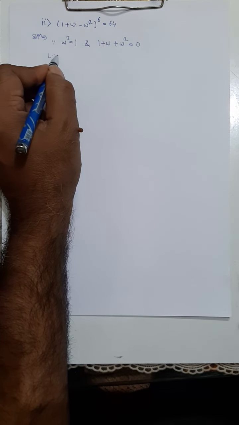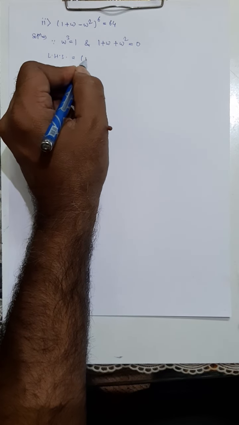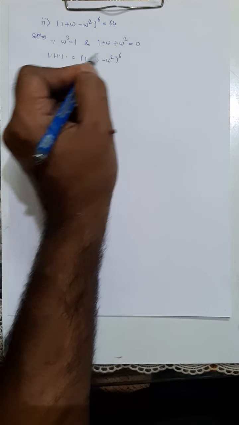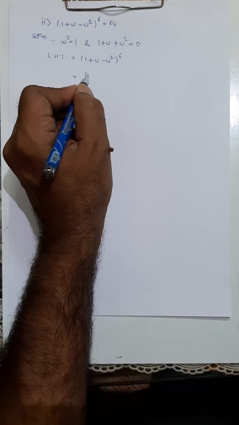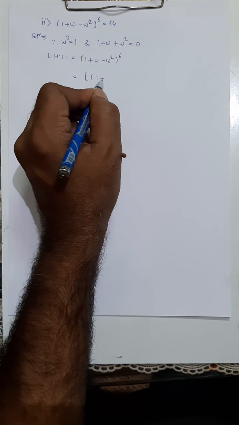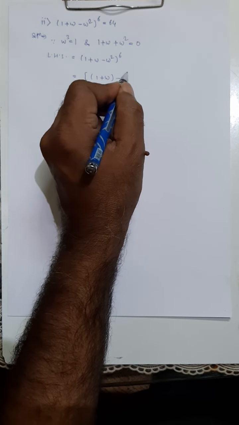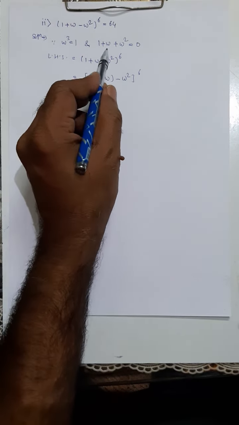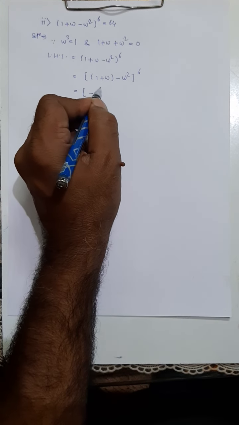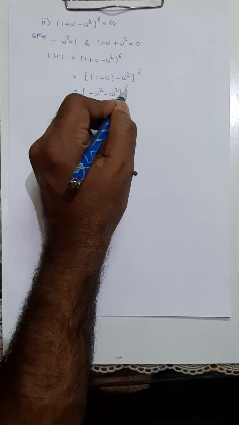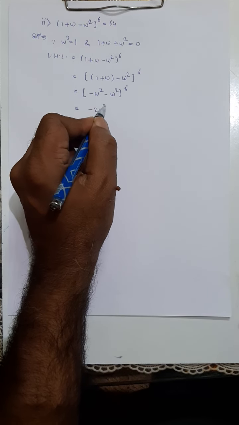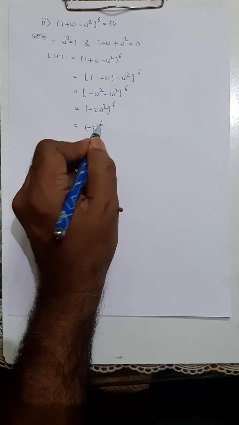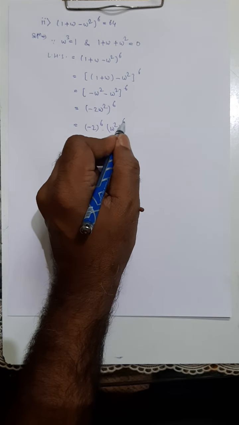Now take the LHS, that is (1 plus omega minus omega square) to the power 6. So it is equal to, we can combine 1 and omega in one bracket, (1 plus omega minus omega square) to the power 6, that is equal to, substitute the value for 1 plus omega from this, that is minus omega square, as it is, power 6, and the addition is (minus 2 omega square) to the power 6, and that means minus 2 power 6 times omega square power 6.